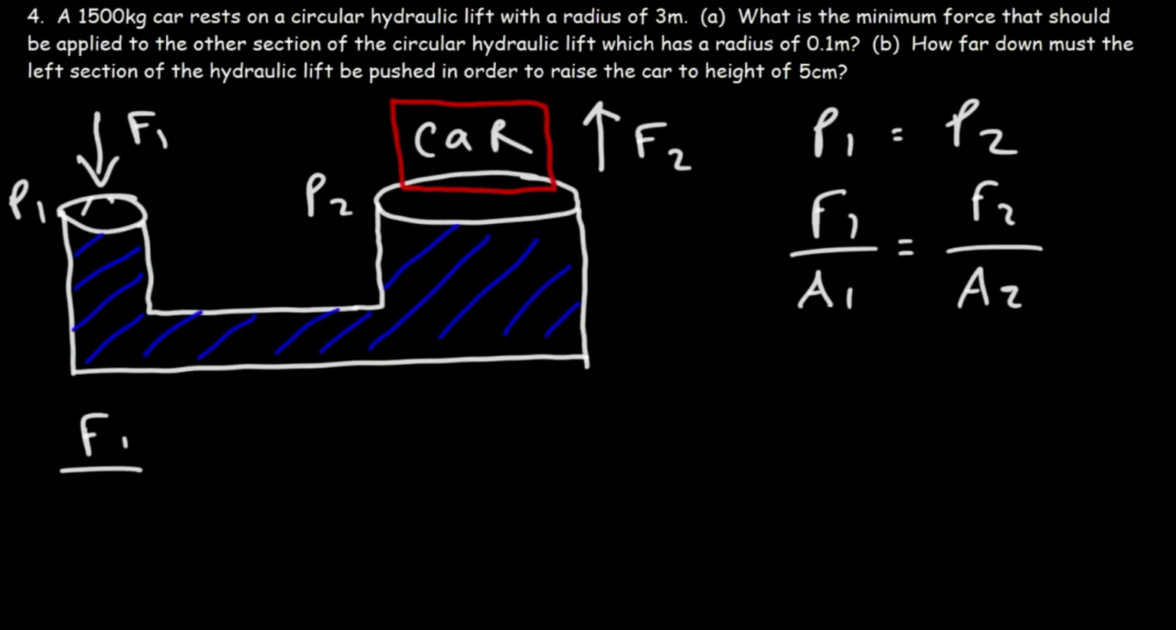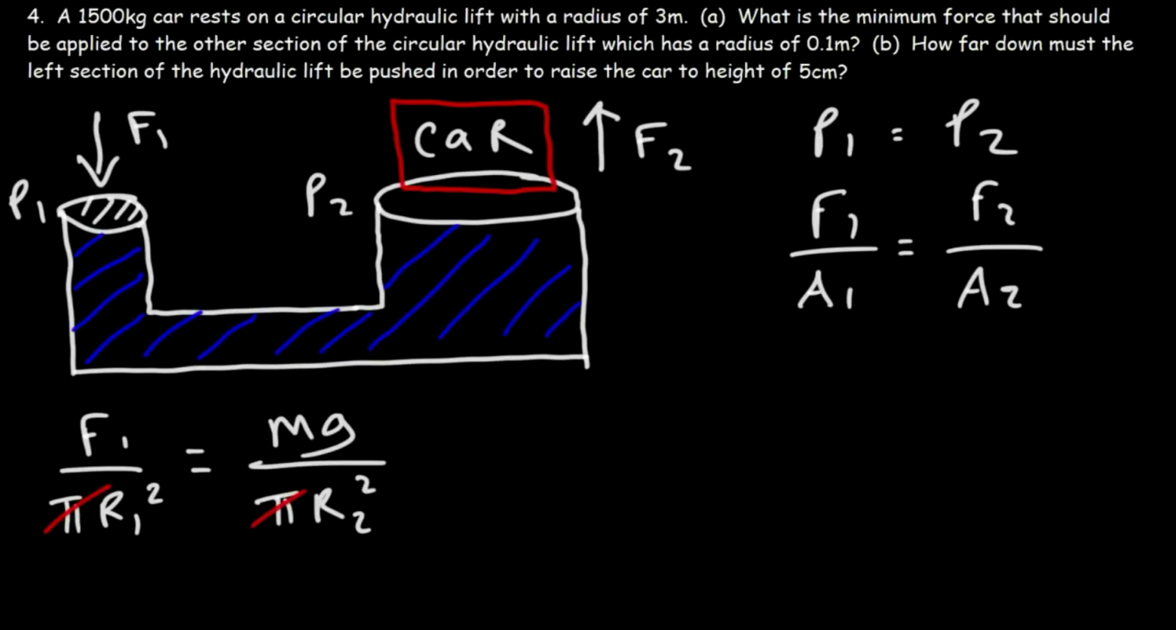The area of this circular portion of the hydraulic lift, the area of a circle is pi r squared. So this is going to be pi times r1 squared. F2 is going to be the weight of the car. The weight of the car is mg. A2 is the area of the right section. That's pi r2 squared. If we multiply both sides by pi, we can cancel it there. So our goal is to calculate F1. Let's multiply both sides by r1 squared.